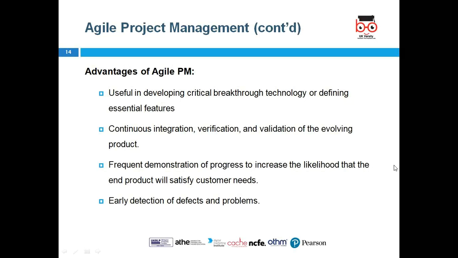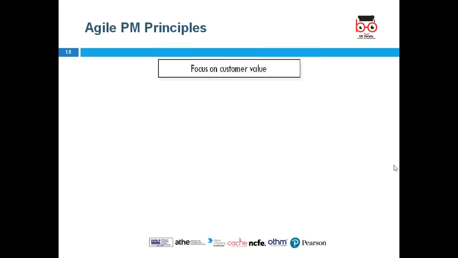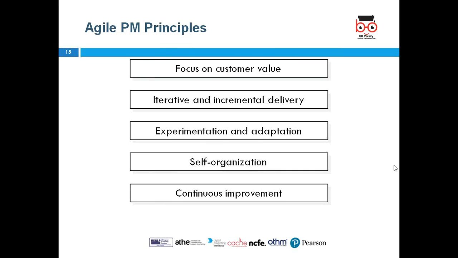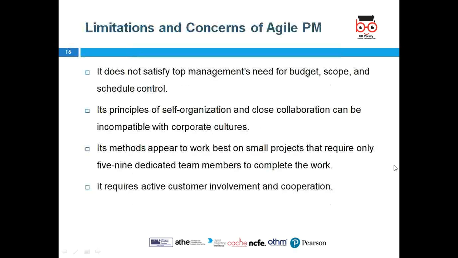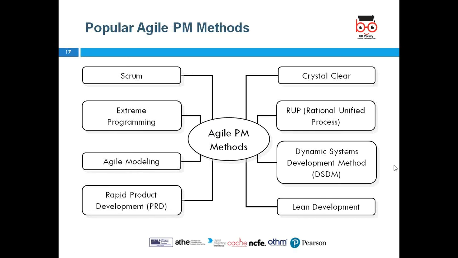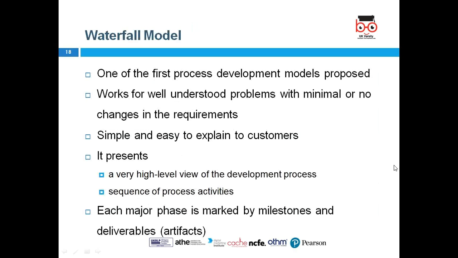So the advantages we discussed, and the disadvantage is that you cannot use Agile for long and bigger projects which exceed the number of teams. So the advantages are focus on customer value, iterative and incremental delivery, experimentation, adoption, self-organization. Now, the limitations we discussed. Popular ones we discussed, like Scrum and DSDM and the RUP.